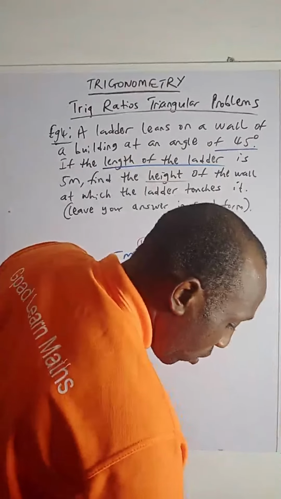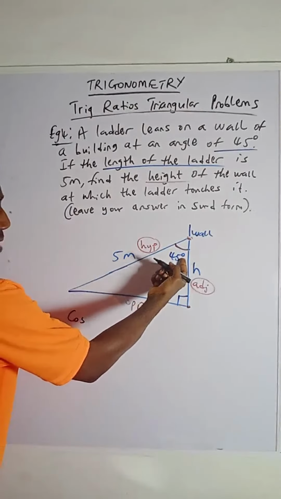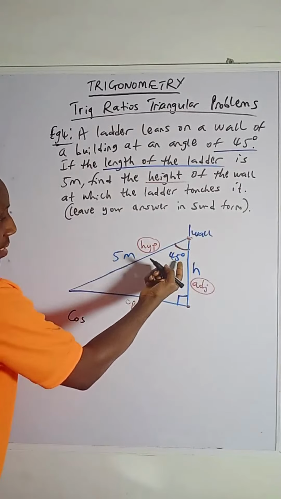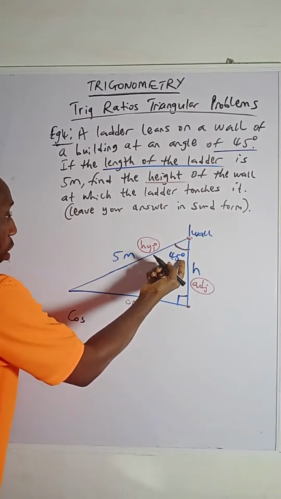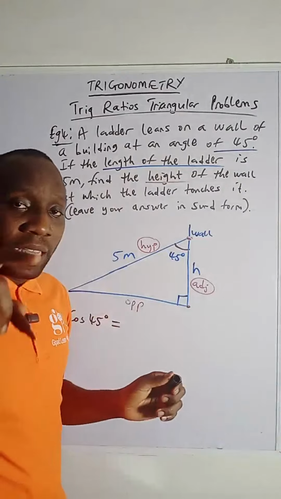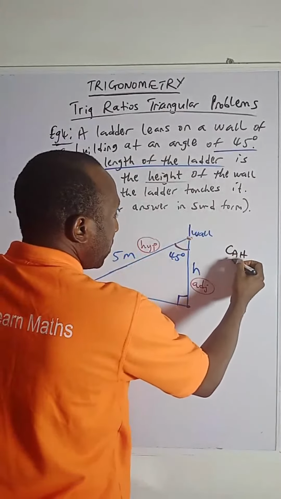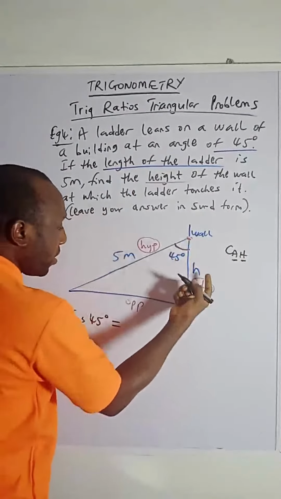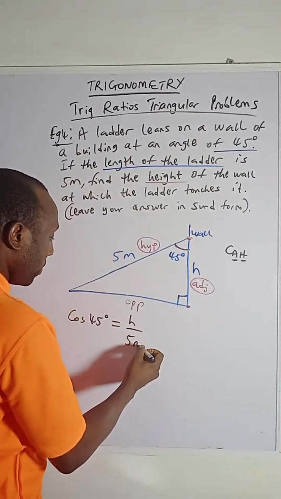Cos, thank you, Pandy. We're going to use cos. So let's use cos theta, that's the angle. Even though theta is used to represent most angles, here cos 45 degrees is equal to adjacent over hypotenuse. The adjacent is h, and the hypotenuse is 5 meters. So who can tell me what is cos 45 degrees?